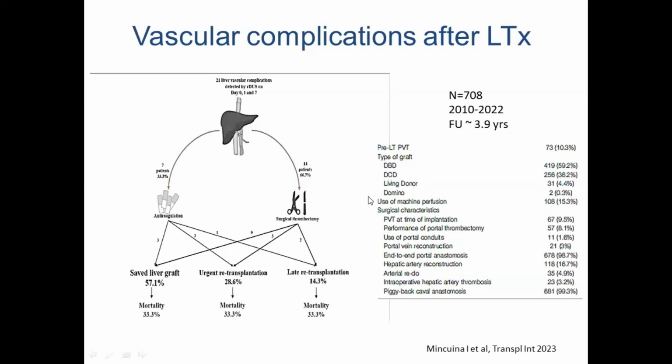Why I like this study very much is because this is more representative of what we do in contemporary practice. So mind you, the UCLA experience is about 14 years old, and in those days, the DCD grafts were not very common. Herein you can see that at least a third of the grafts were DCD grafts, where again the vascular complications have at least been stated to be higher than in DBD grafts. And a proportion of these patients were living donor. Machine perfusion was used in about 1/6 of the patients, and the surgical characteristics are also what you would very commonly see in your day-to-day practice.